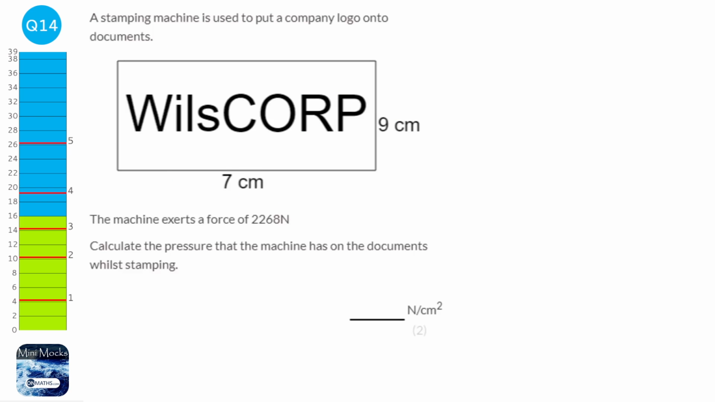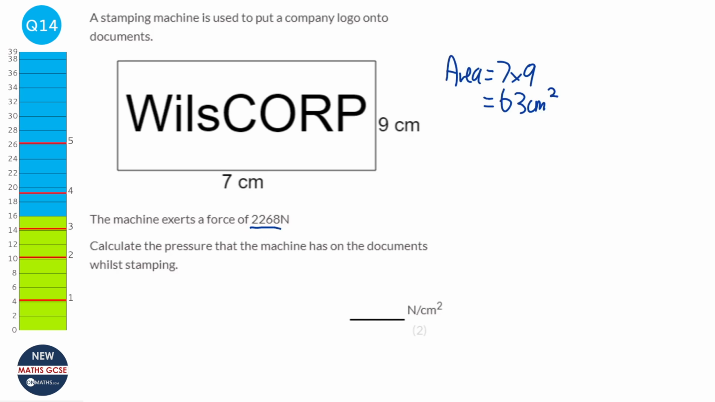To find the pressure we need the area and the force. And we're given the force in the question, and so all we need to do is find out what the area is, which will be the 7 times the 9, which will be 63 centimetres squared. And the force is given to us in the question.